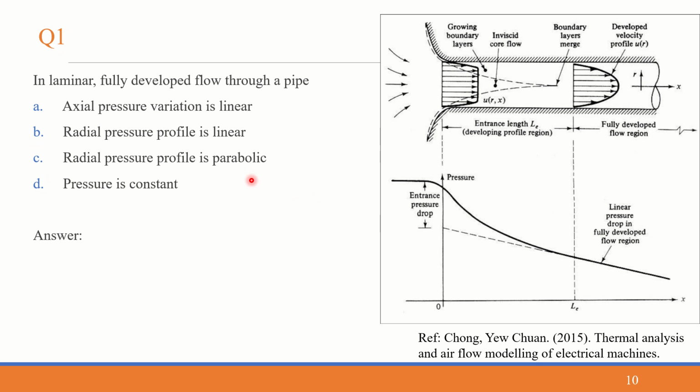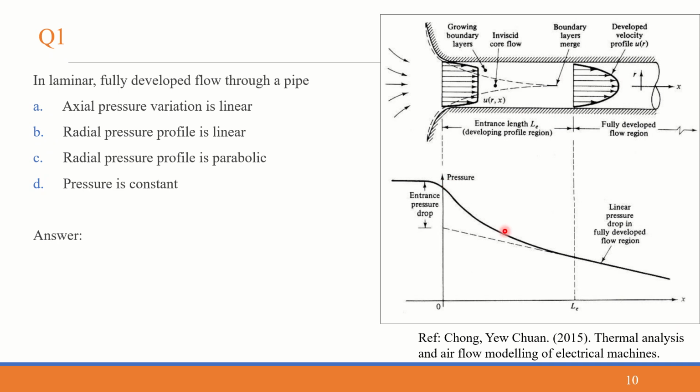Okay. So here this is velocity variation in a laminar fully developed flow through a pipe, and this profile shows us the pressure variation in a laminar fully developed flow through a pipe. As we are able to see, this is the developing region and this is the fully developed region. This is again the developing region, this is the fully developed region. So this is velocity variation and this is pressure variation.